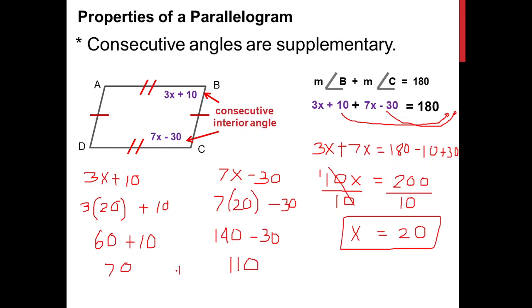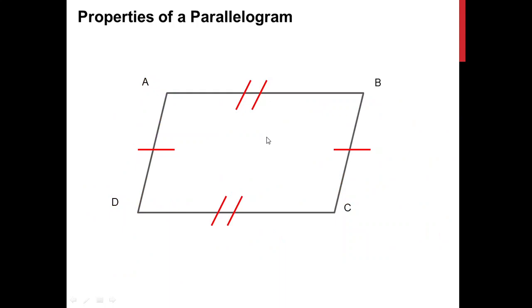70 plus 110 is equal to 180. Therefore, the angle B is equal to 70, angle C is equal to 110. So this proves that this figure is a parallelogram because consecutive interior angles are equal to 180 degrees. Now let's proceed to our fourth property of a parallelogram, which is diagonals bisect each other.